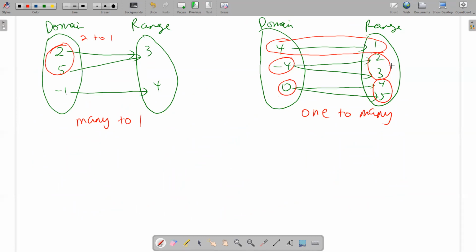It occurred with the minus 4 going to the 2 and the 3, and then the 0 going to the 4 and the 5, right? So we say this is a one-to-many, because this piece up here is a one-to-one, really. This one here is a 1-to-2, and this piece is a 1-to-2. So a 1-to-2 and a 1-to-2 is really a one-to-many, right? Take note of that. Right, I have a next one here we're going to look at.